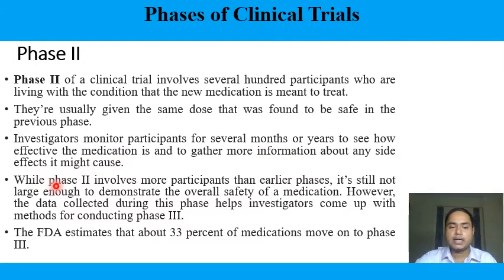While phase 2 involves more participants than the earlier phases, it's still not large enough to demonstrate the overall safety of a medication. However, the data collected during this phase helps investigators come up with methods for conducting phase 3 trials. The FDA estimates that about 33% of medications move on to the phase 3 trials.